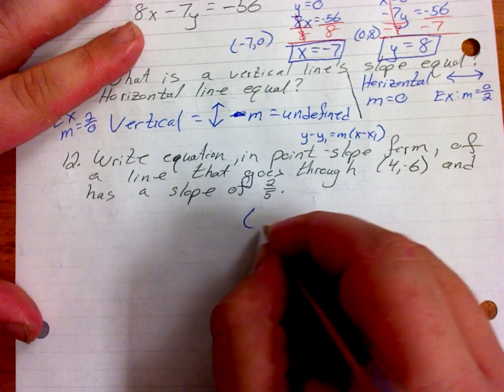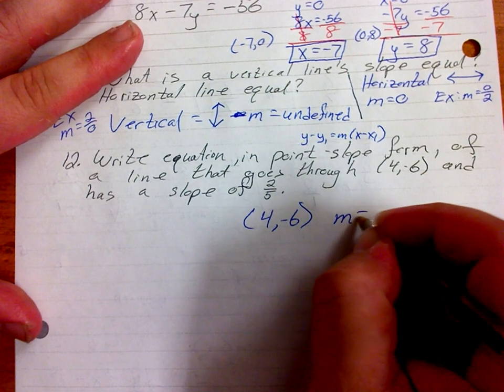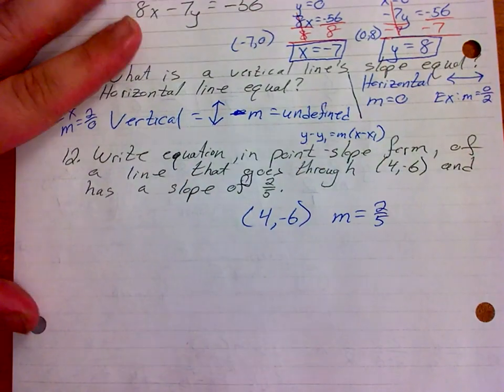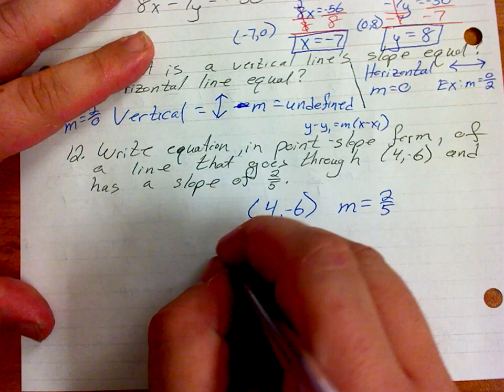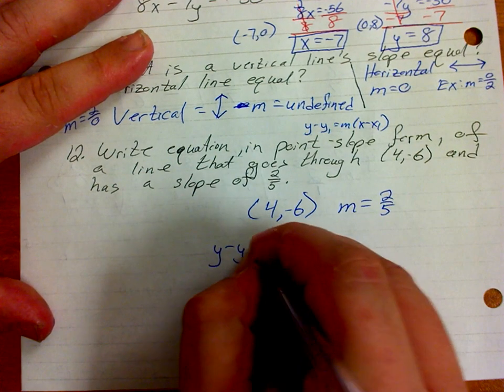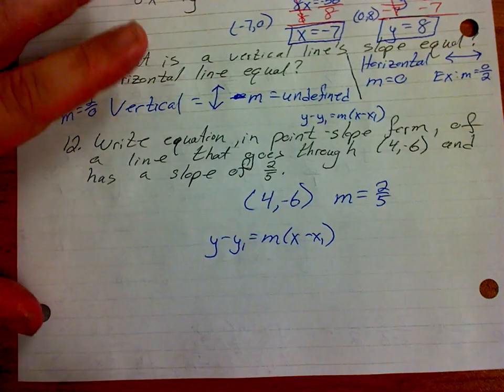Now, some students do prefer to go ahead and list the information that we have here, and that's not a problem at all. So there's our information, okay? This is the point it needs to go through. This is the slope. And once again, we want to put it in point-slope form. y minus y sub 1 equals m times the quantity x minus x sub 1.